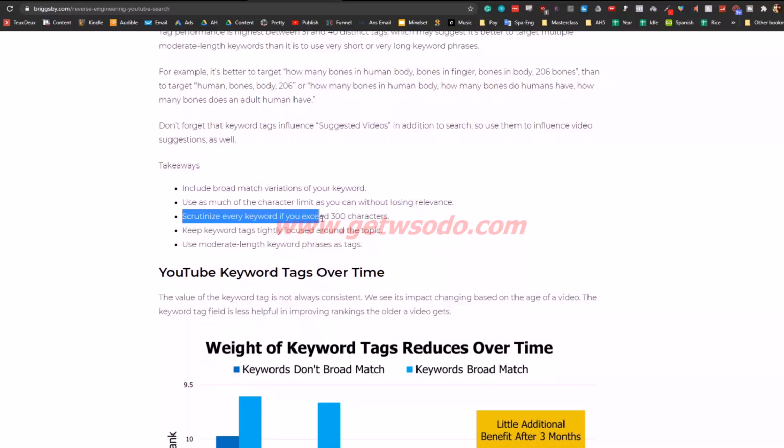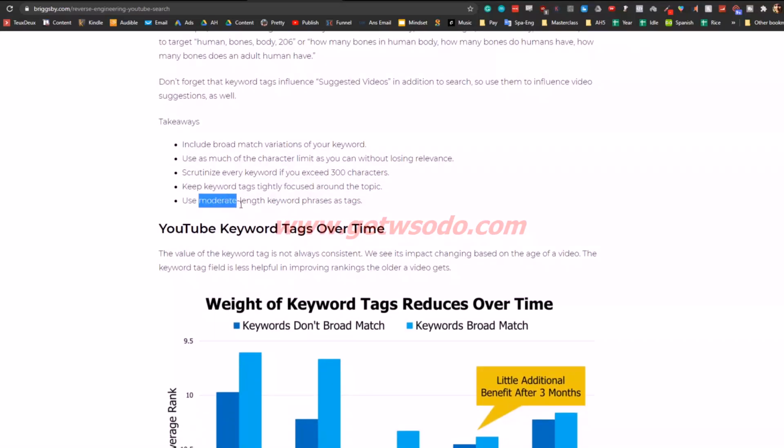Scrutinize every keyword if you exceed 300 characters. So basically just delete the characters that you don't need over 300. Keep keyword tags tightly focused around the topic. Use moderate length keyword phrases as tags.